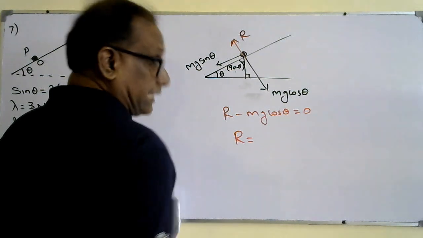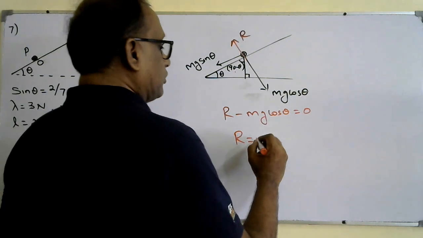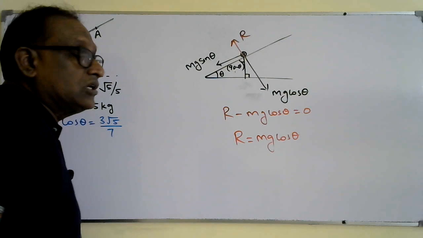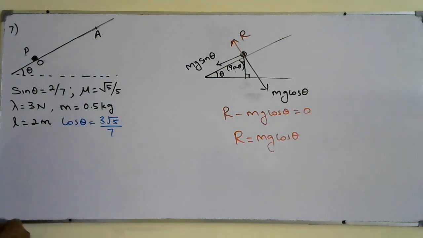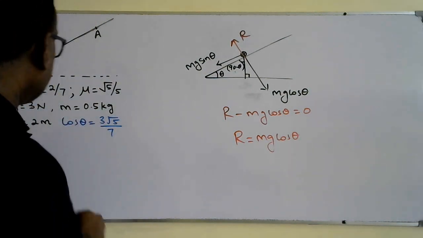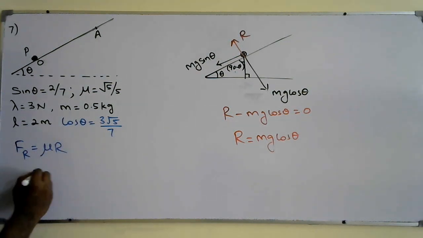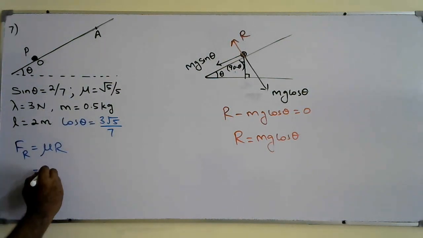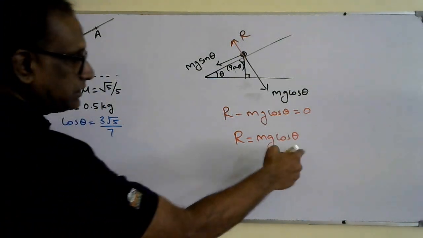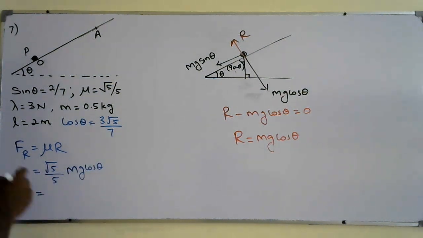So remember that when a particle is kept on a slope, the normal reaction will be equal to mg cos theta. Normal reaction force will be equal to mg cos theta. So we can find the friction acting on it. We know the friction acting on the particle, Fr, is equal to mu R. Mu is given as root 5 by 5. R is mg cos theta. So we'll substitute and find the friction separately.